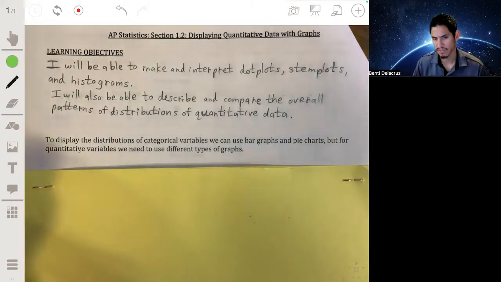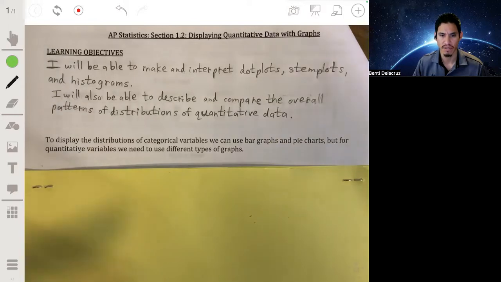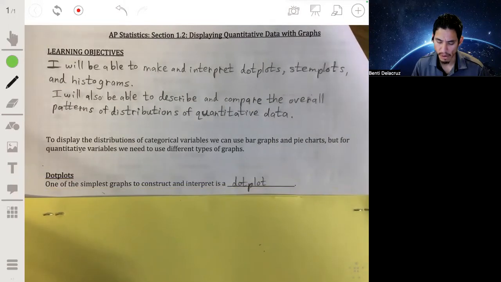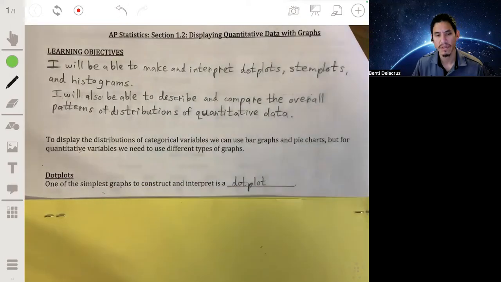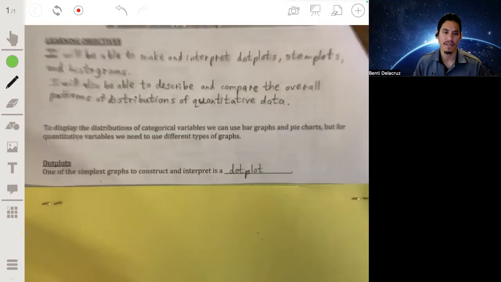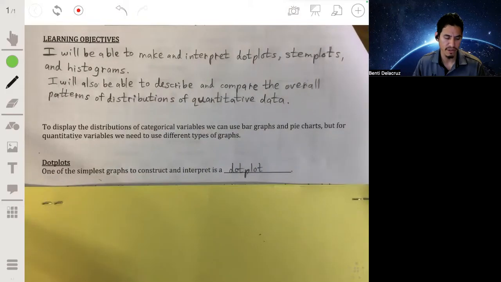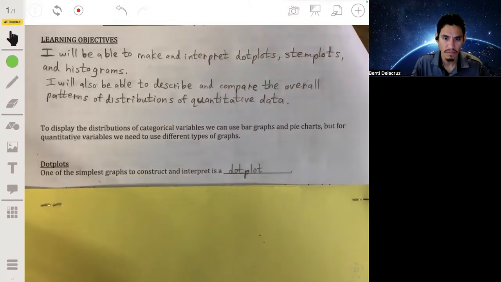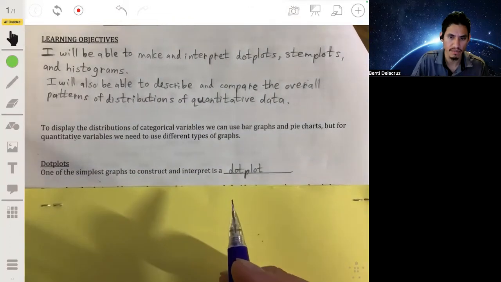So the beginning of this lesson is actually going to be pretty simple. It's probably stuff you've seen and done even in middle school. But one of the simplest graphs that we use to graph data is a dot plot. And simply what you would think, it's a set of dots that show how many of each value are taken up in a distribution. And I'm going to go over a couple of examples in a bit.